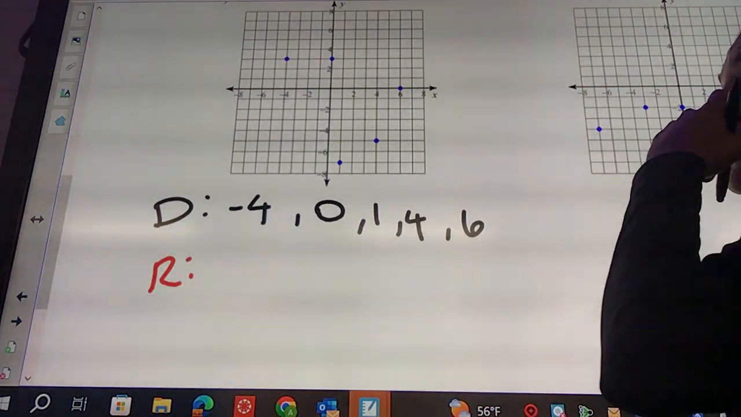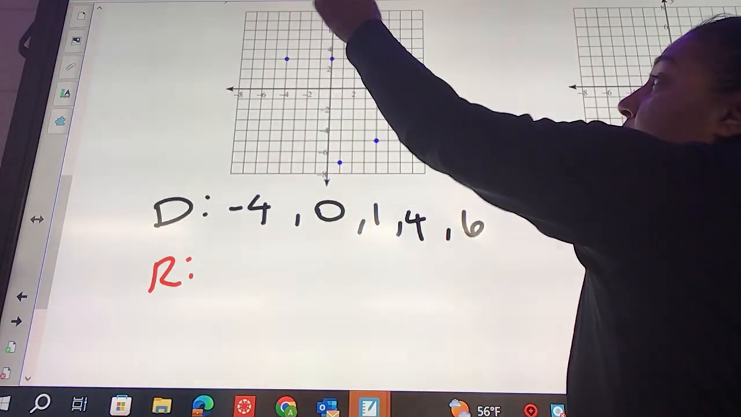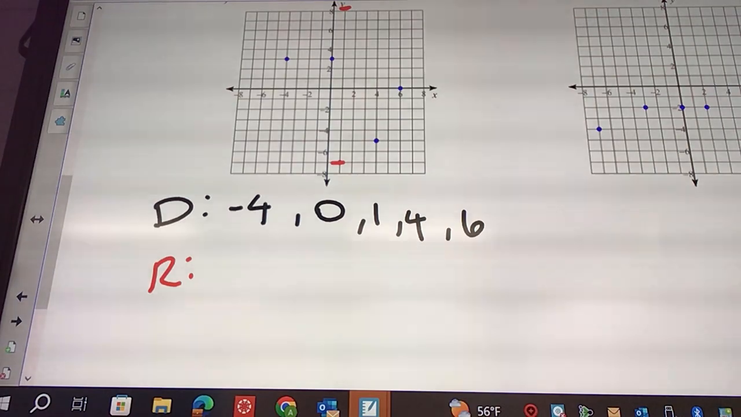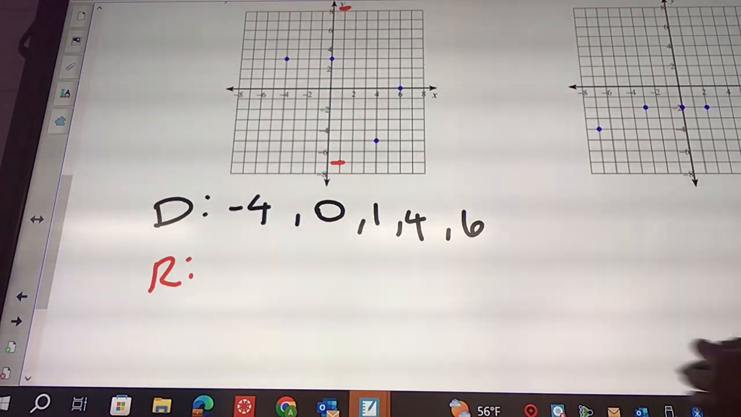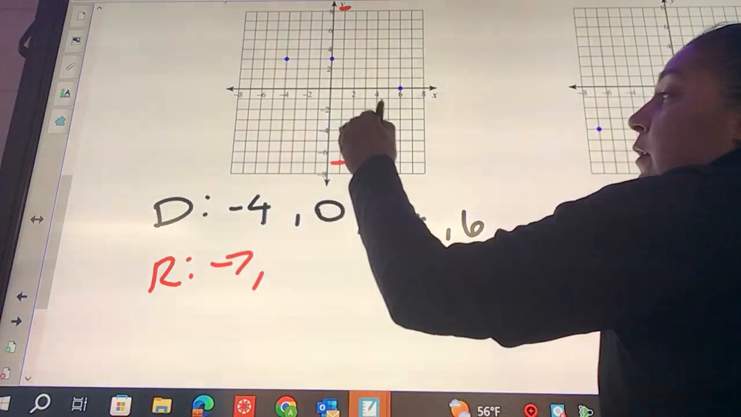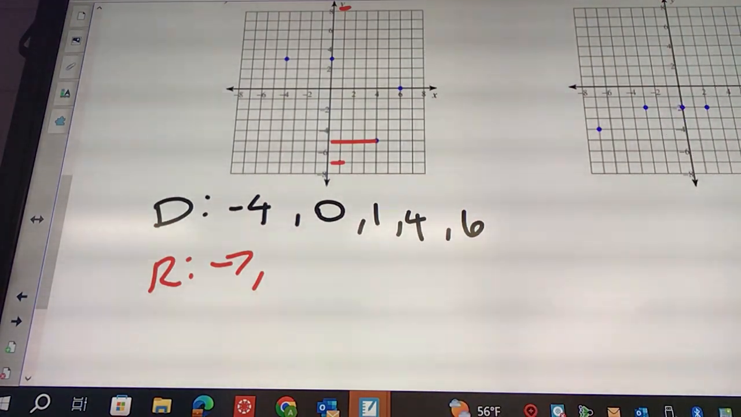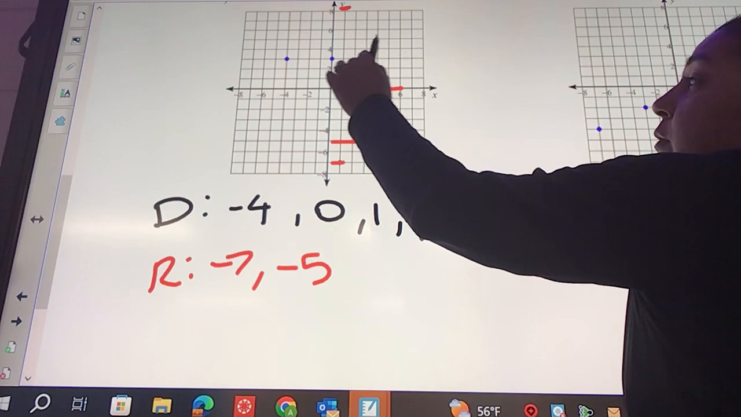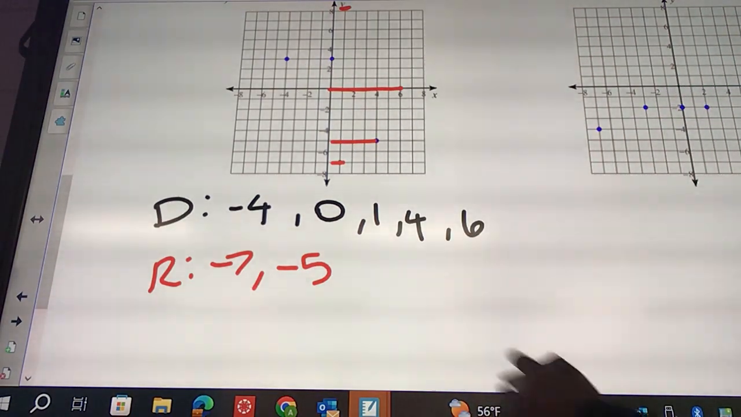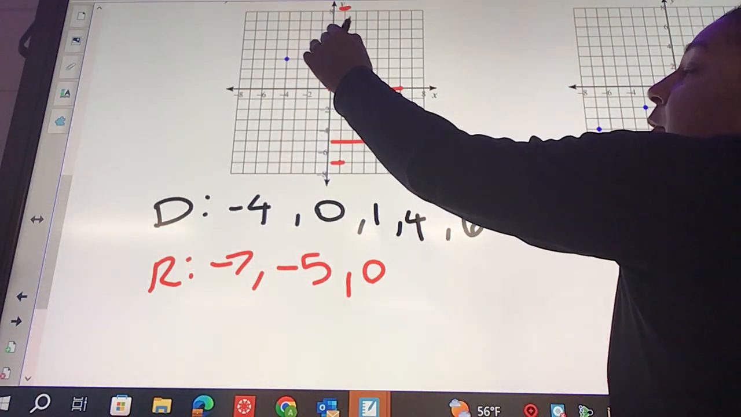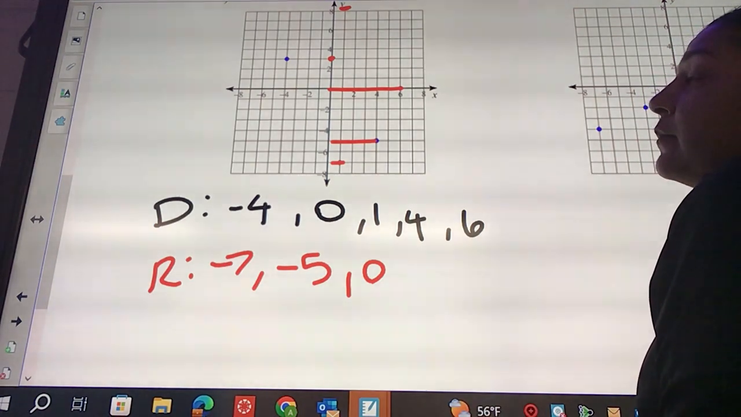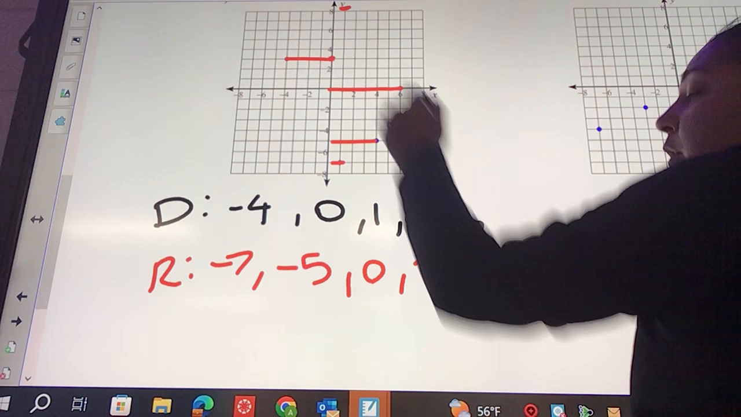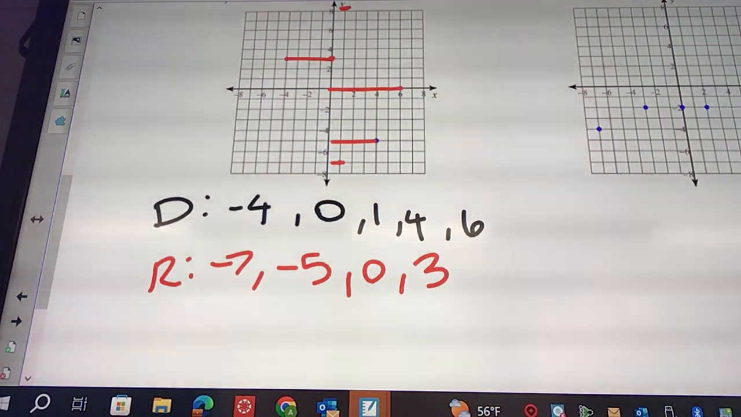Okay, the range. Okay, now we're looking on the Y line. We want to go over. What's this one at? -7. What's this one at? -5. What's this one at? 0. This one? 3. And this one? Also 3. So we don't want to repeat that.